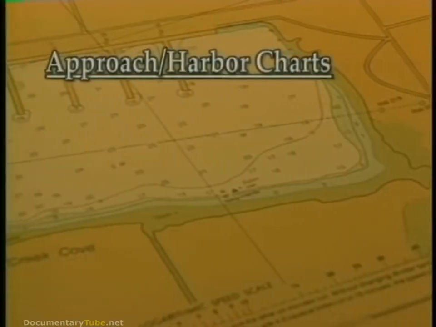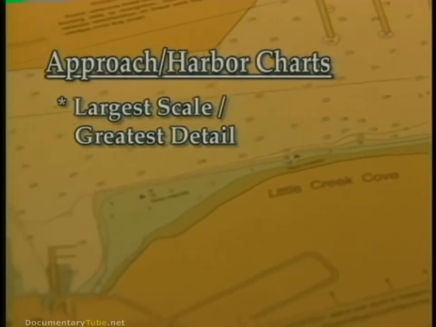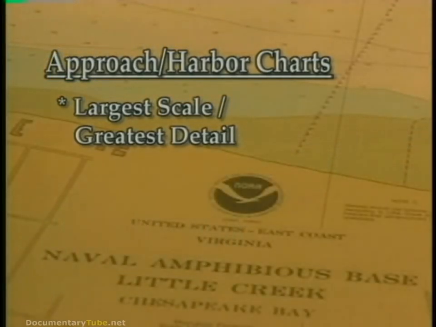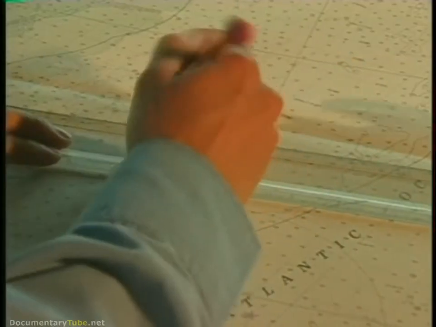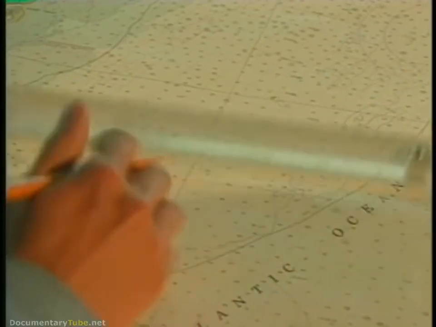The last chart we will discuss is called the approach or harbor chart. Of all the charts that we have discussed, the approach harbor chart has the largest scale and shows the most detail. Safe navigation can only be assured if crew members understand the correct application of the various navigational charts in use aboard naval ships.